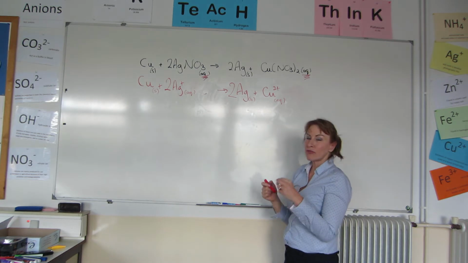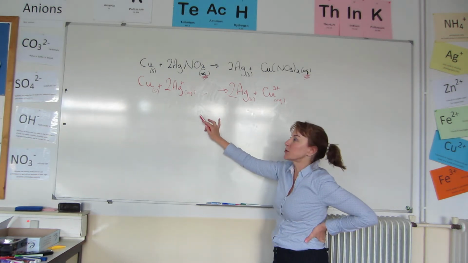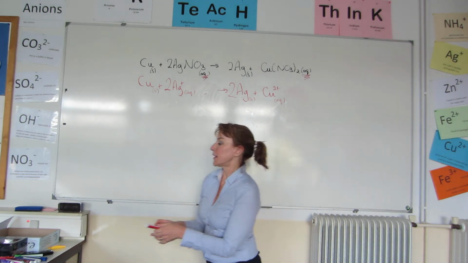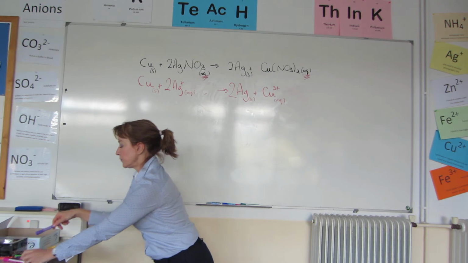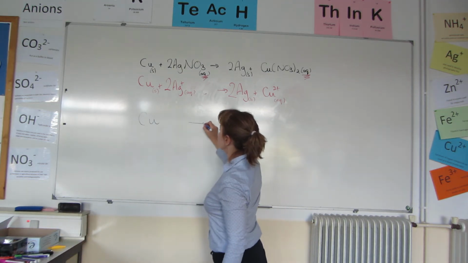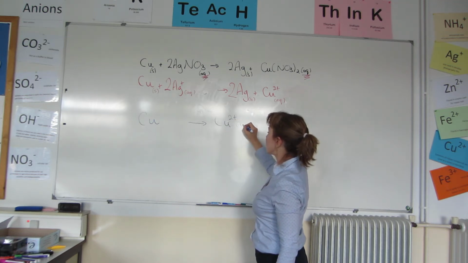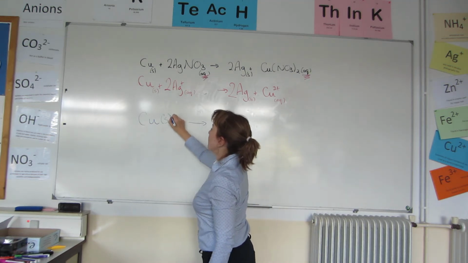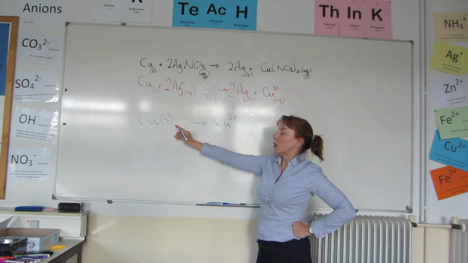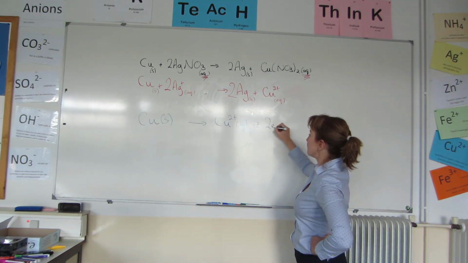So, what are redox half equations? It tells me what happens to one of the reactants at a time. So, let's have a look at the copper. So, copper, what does it end up as? Cu2+ ions. How is that possible? The copper metal lost electrons to become copper 2+ ions.